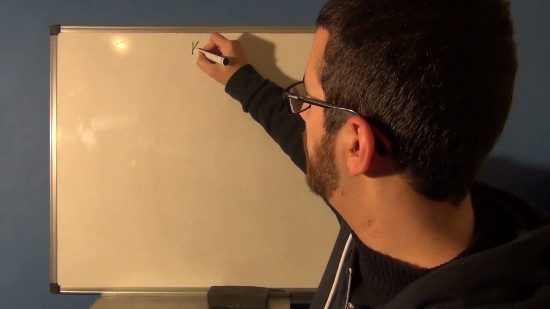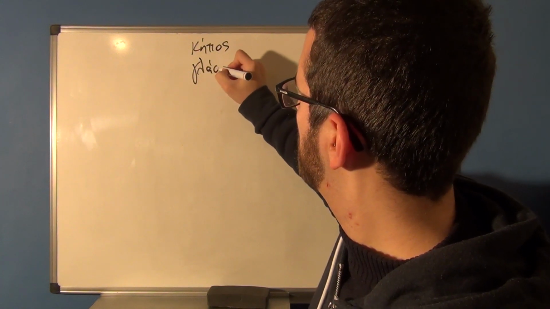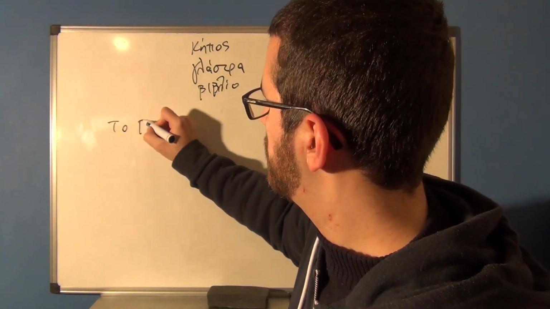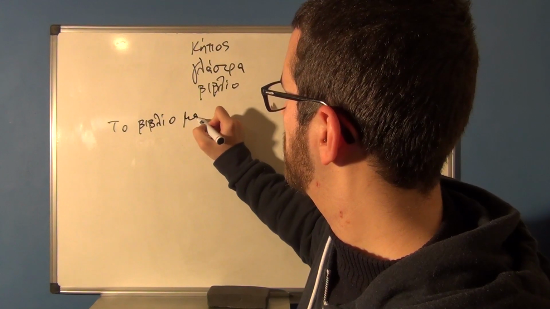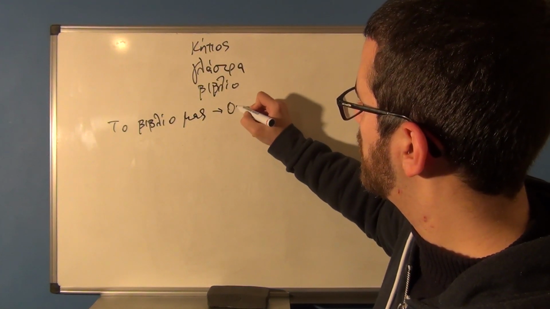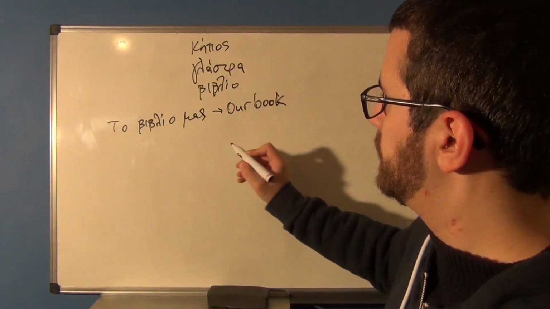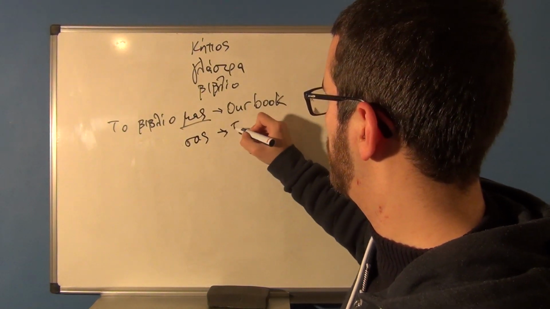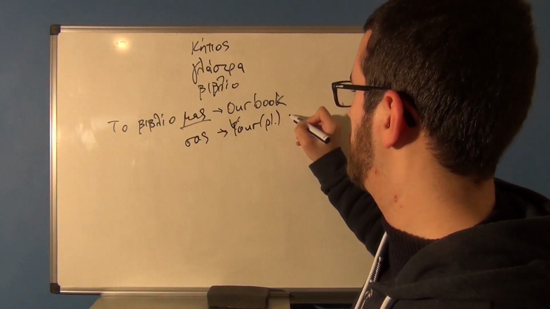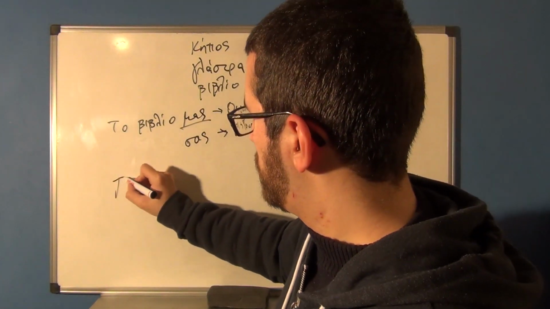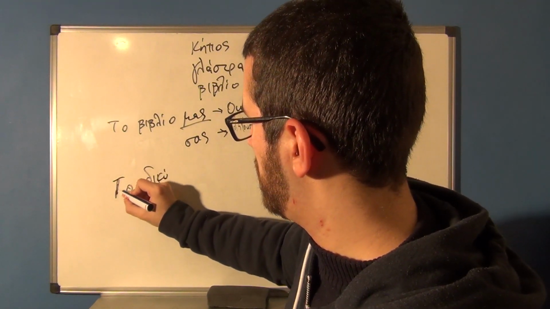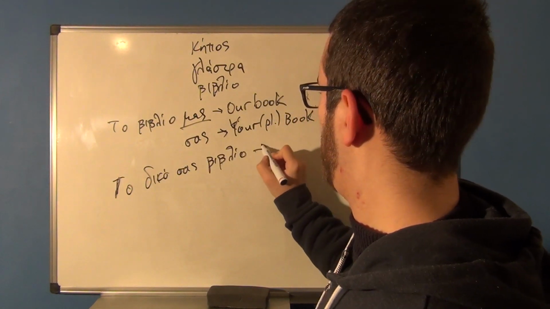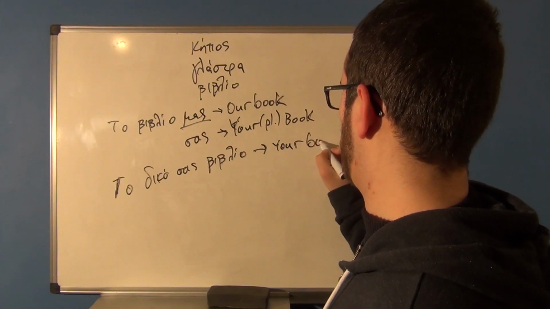Random examples with the words we used before. Γλάστρα and βιβλίο. Το βιβλίο μας. Our book. Because μας is first person plural. And το βιβλίο σας. Your plural book. And so on. Το δικό, that's a tough one for that matter. Το δικό σας βιβλίο. Also, your book. These are both legit forms.